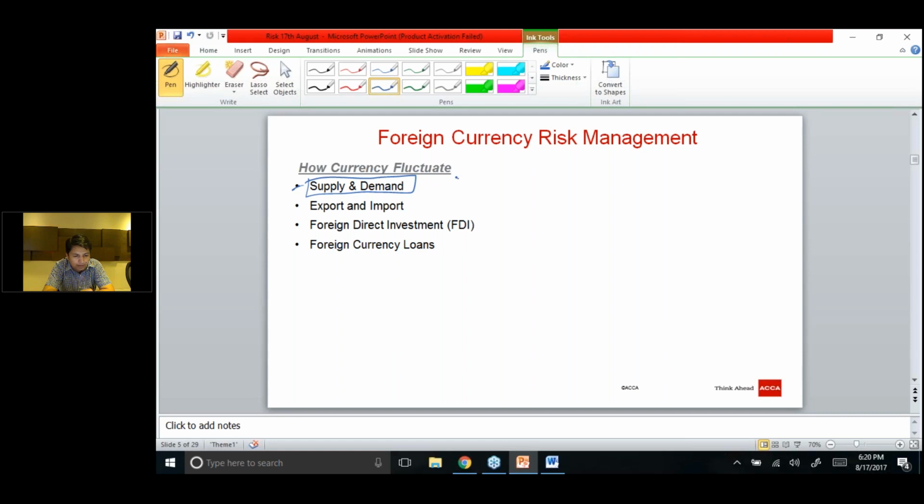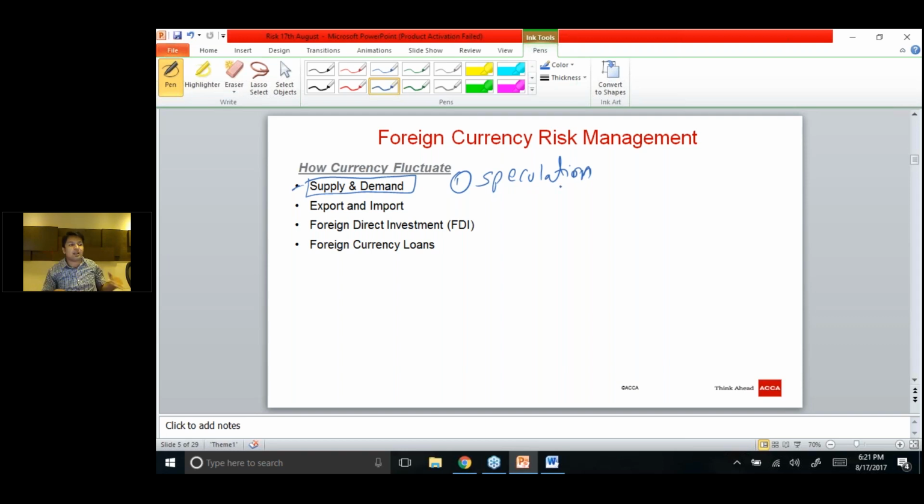And the number one point is speculation. Currency is trading 24 hours. Currency is a trading instrument that has the highest volume in the world. On a daily basis, trillions of dollars of currency are being traded among the traders. So speculation is one of the primary reasons why currency fluctuates.